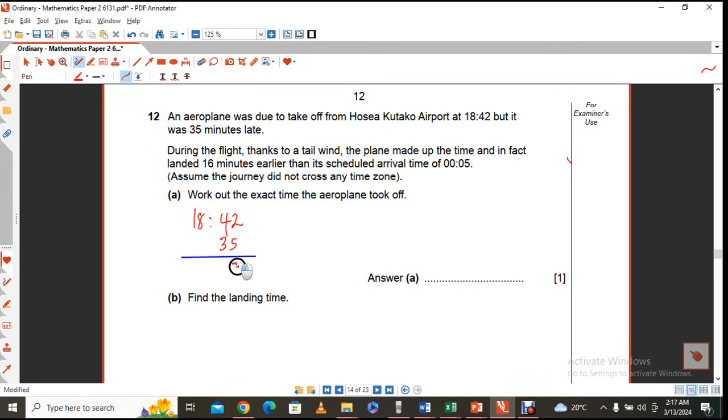This is going to be 77 minutes, which is more than an hour. So what I need to do is take away an hour or 60 minutes and add that hour over there. If I subtract, I get 17 on this side, and if I add that 1 hour, that makes it 19. Or another learner could give the answer as 7:17, but then you must write PM, like so.